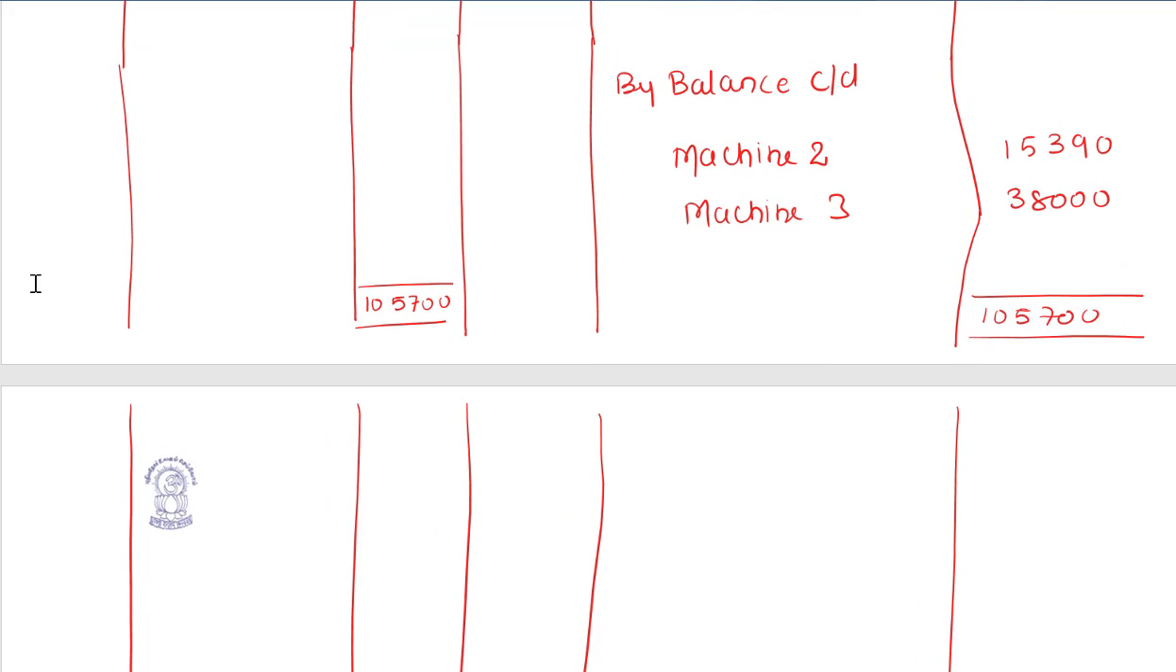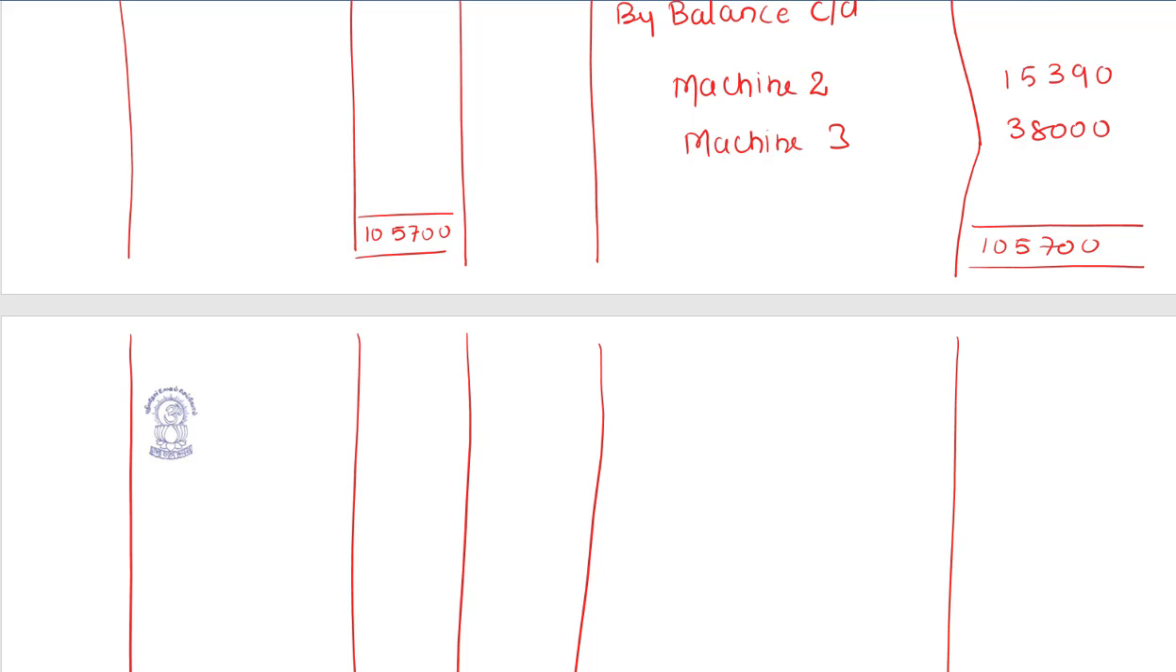The last year that has been asked in the question. Let us write to balance brought down amount first. The date is 1st April 2018. To balance brought down, machine 2 and machine 3. Machine 1 is already sold, so machine 2 and machine 3. Machine 2, 15,390. Machine 3, 38,000.